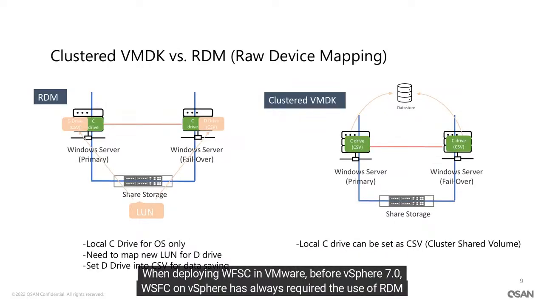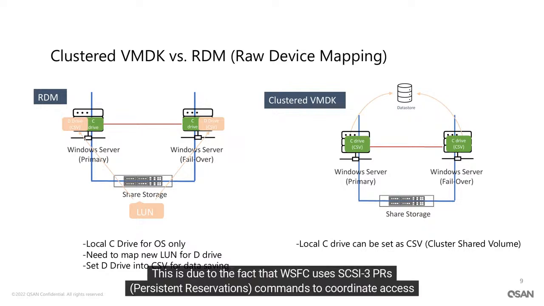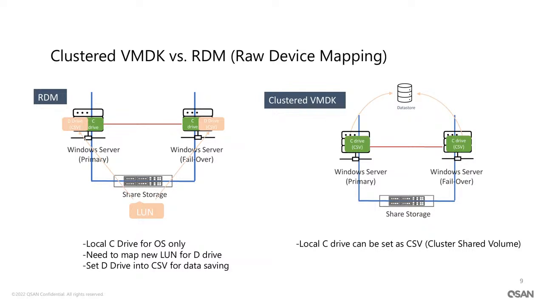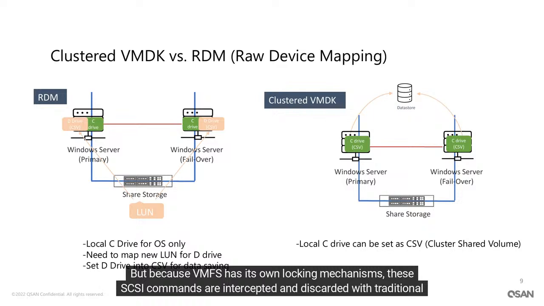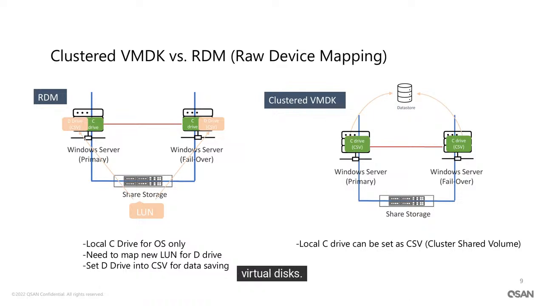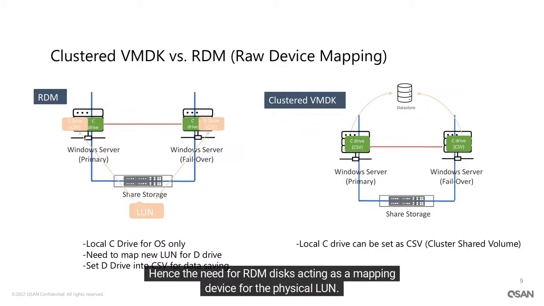When deploying WSFC in VMware before vSphere 7.0, WSFC on vSphere has always required the use of RDM disks. This is due to the fact that WSFC uses SCSI3 PRs, persistent reservations commands, to coordinate access to a clustered disk resource. It essentially uses this command to lock the volume so only the active node is allowed to write to it. But because VMFS has its own locking mechanisms, these SCSI commands are intercepted and discarded with traditional virtual disks. Hence the need for RDM disks acting as a mapping device for the physical LUN.